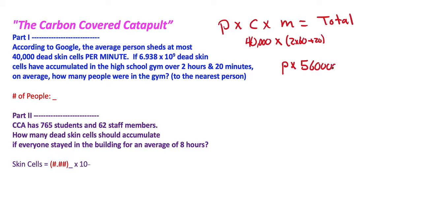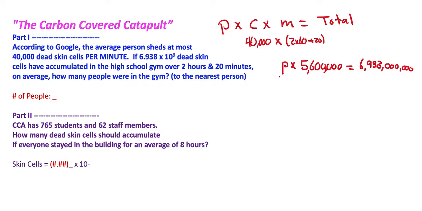5,600,000. I think that's 5.6 million. Okay, so the number of people times 5.6 million dead skin cells equals this number. So we could actually write that out as a whole number. To be honest, I think it would be easier just to write this out as a whole number. So that would be 6,938,... so there's 3, 6, and then there's the 9th one. Okay, so that's how many dead skin cells were in the gym.